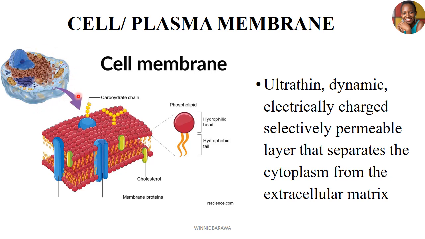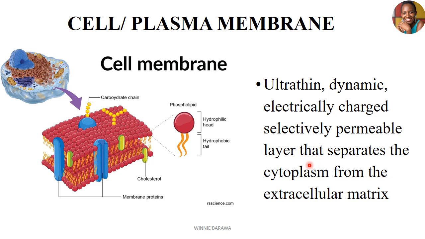And the cell membrane by description is said to be bilayer, meaning it has two layers being brought together, so it's bilayered. But before we go into the nature and the description about the bilayer, it's for us to know first that the cell membrane is ultra thin, it is also dynamic, and it is electrically charged, hence has some selective permeable characteristic. That is, it's a selective permeable layer that is able to separate the cytoplasm from the extracellular matrix.